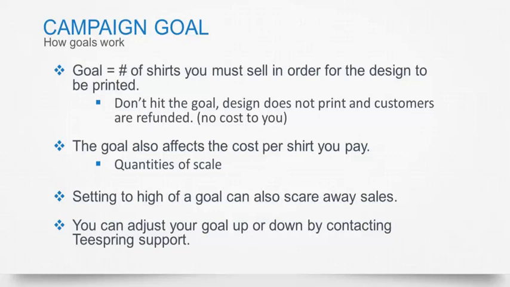Now, someone's asking, if my goal is 10 shirts and I wind up selling 200 shirts, will they automatically adjust my goal to 200? No. You will still pay the cost per shirt price as if you had only sold 10. You will still receive profit for 200 shirts, but your profit margin will be much smaller because your cost per shirt price is based off the 10 shirt goal. That's why you want to adjust your goal selectively as needed and make sure you try to choose the right goal from the get-go.